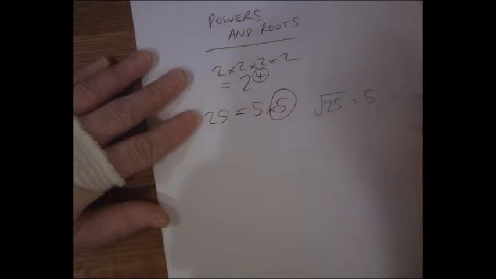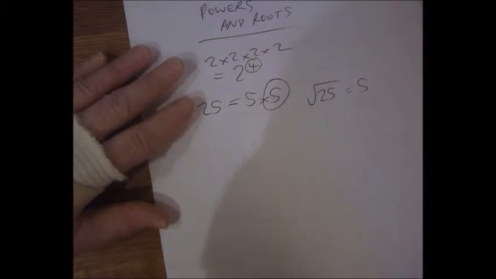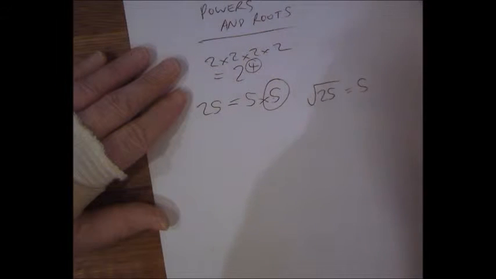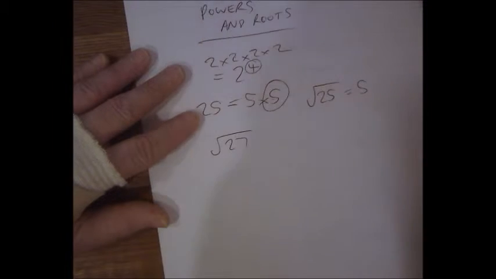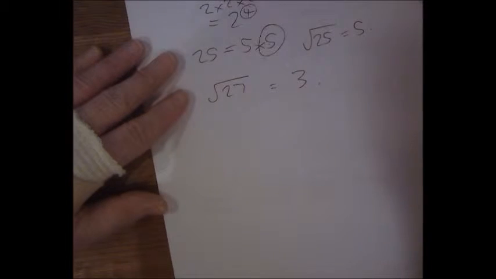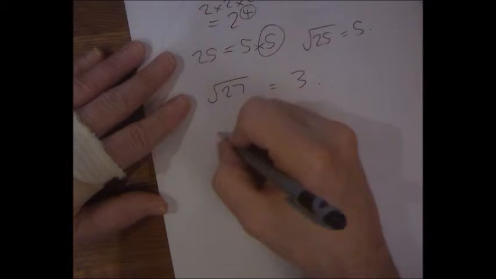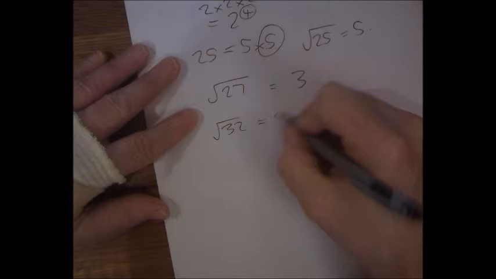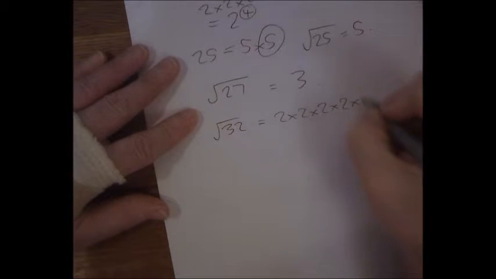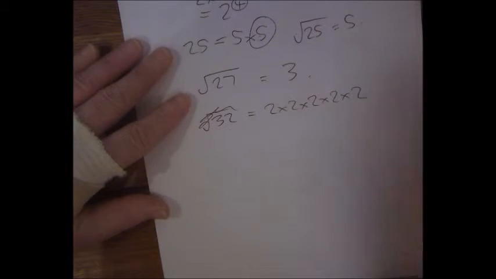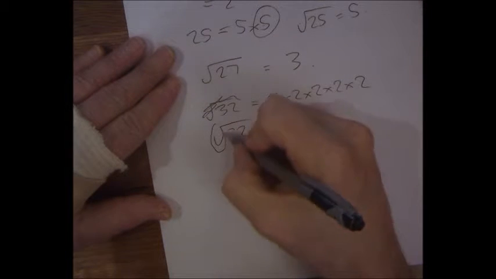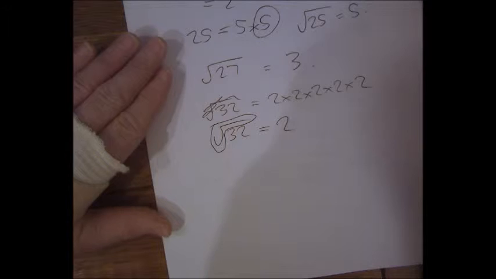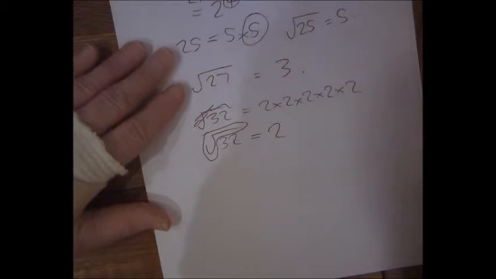But no matter what it is, just think of that symbol as an instruction to come up with a repeated multiplication question that gives you the number underneath the symbol. So, what about 27? How can you get that? Well, use 3 times 3 times 3. What about 32? How could you get 32? Well, 32 is equal to 2 times 2 times 2 times 2 times 2, so that's good. So a root of 32 is 2. So think of this symbol as an instruction to come up with a multiplication question with repetition. Okay? Whatever you use is the answer to the question.